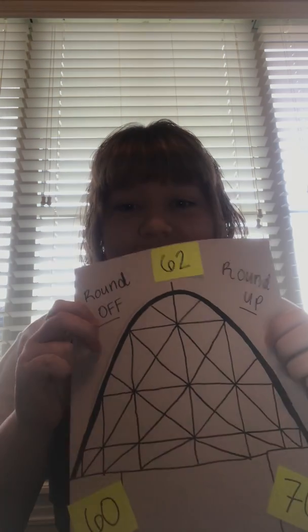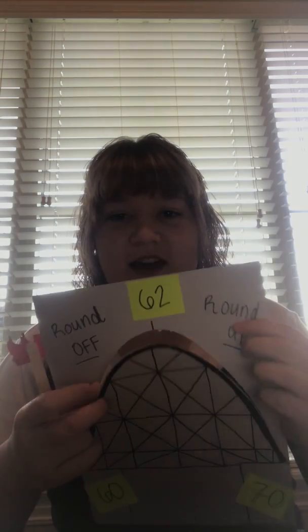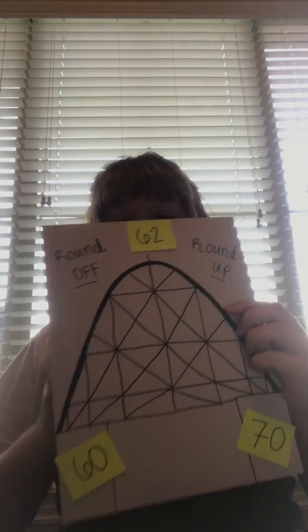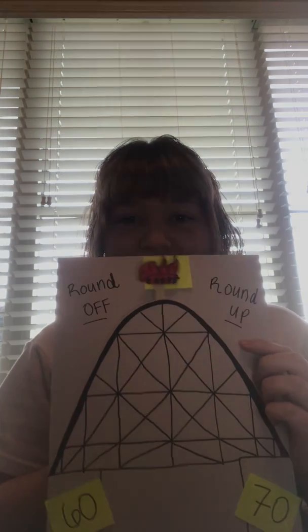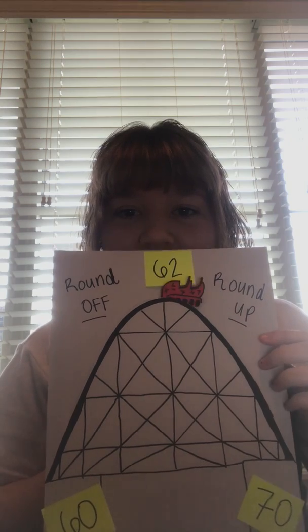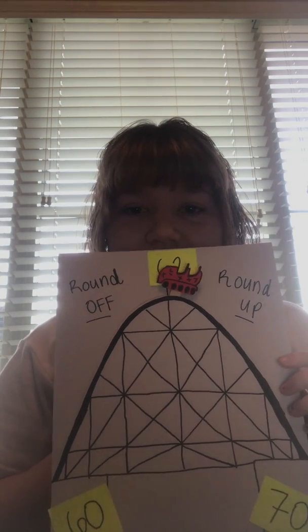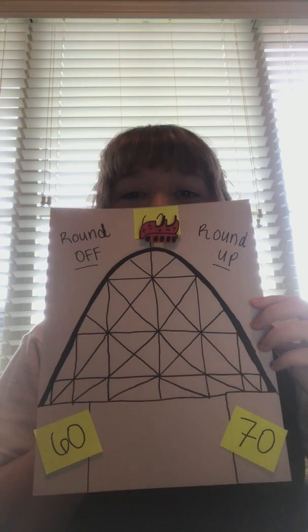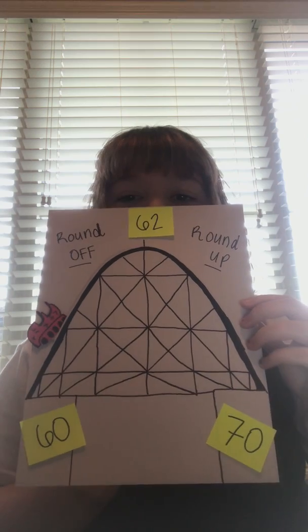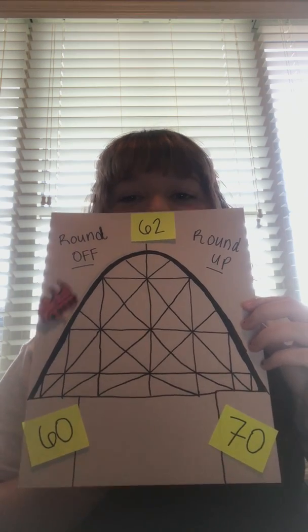So here we have this little model I made. It's super easy to make. I cut a line here in the paper and then made a little roller coaster thing. So here's my little coaster. As you can see, our number is 62. And we want to know if we're going to round off or round up. So 62 is going to be round off. Our little coaster is going to come down here to 60. And these are just sticky notes, by the way, so it can be reusable.